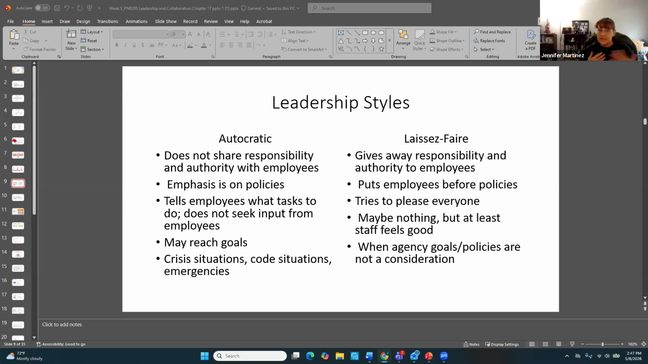And like Linda said, this type of leadership is necessary in certain situations: crisis situations, code situations, emergencies, right? We need to have somebody that is going to take charge. Because if you have a code situation and you've got 10 people in there trying to run a code and everybody's doing their own thing, you want somebody that's going to take charge. Same thing with a crisis: a tornado, a hurricane, a flood. You want somebody in that central command role to direct everybody to where they need to be and what they need to do.